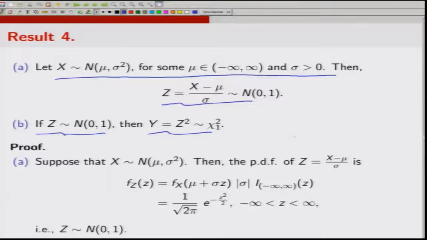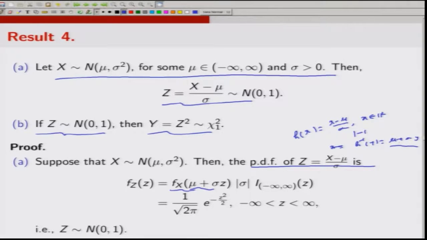So what is the transformation which we are considering? h(x) is nothing but (x minus mu) by sigma, x belonging to R. This is clearly 1-1. What is our inverse transformation? x is nothing but h inverse of y, which is mu plus sigma y. So that is why the PDF of Z equal to (X minus mu) by sigma is f_X of h inverse of z, which is mu plus sigma z, times the Jacobian. Because it is a linear transformation, the Jacobian is just sigma, so mod of sigma, times the indicator of minus infinity to infinity for z, because if x is between minus infinity to infinity, h(x) would also be between minus infinity to infinity.